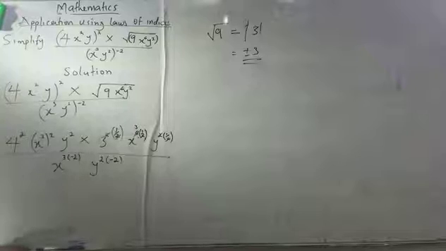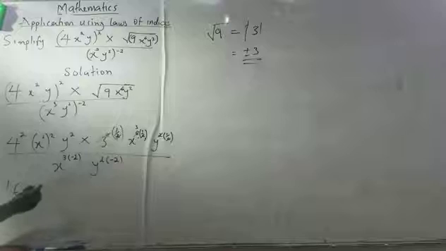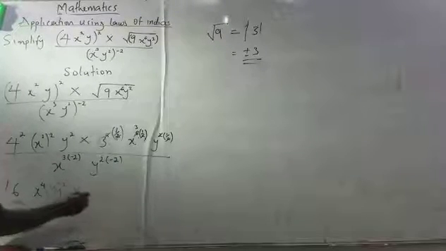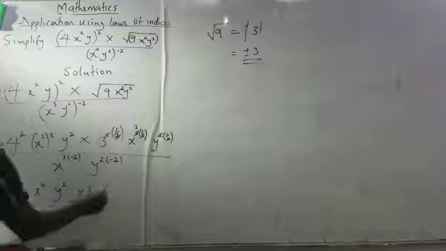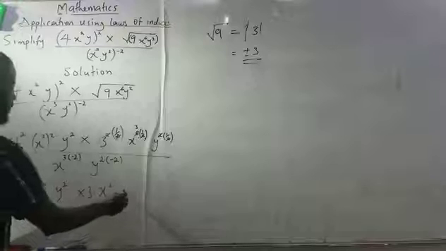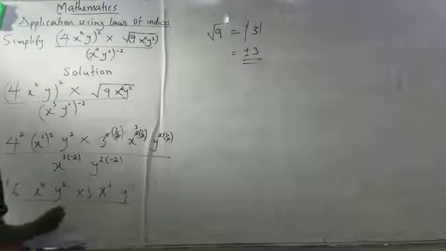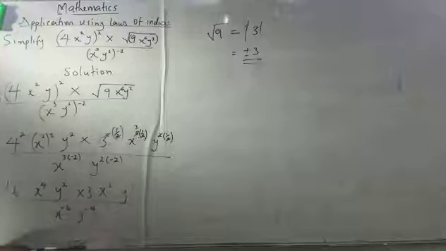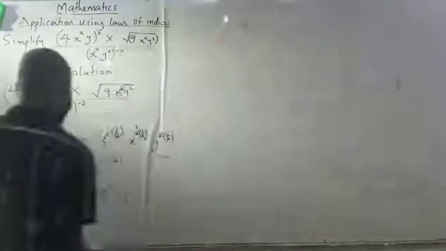Now, for me to move on, here will surely give me 16, and here will be x^4 and y^2, multiplied by 3 x^3 and y, divided by x^(-6) and y^(-4). Can you see I opened the bracket on the power part? There's nothing wrong in that.